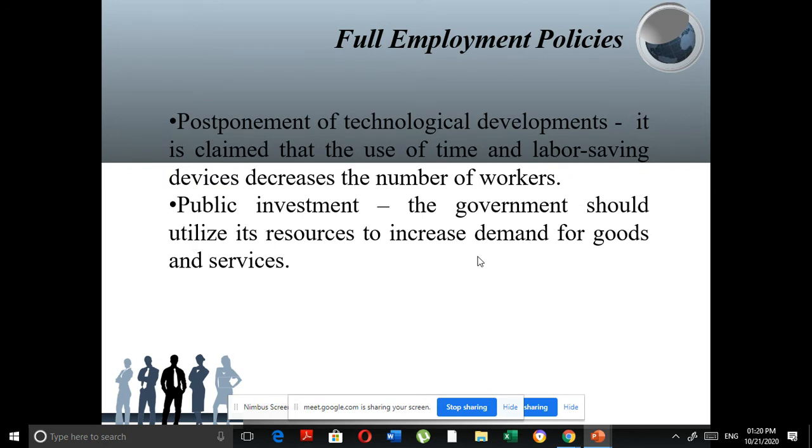Then postponement of technological developments. Use of time and labor saving devices decreases the number of workers. Public investment. If the government utilizes its resources, for what? To increase demand for goods and services. That is one of the full employment policies.